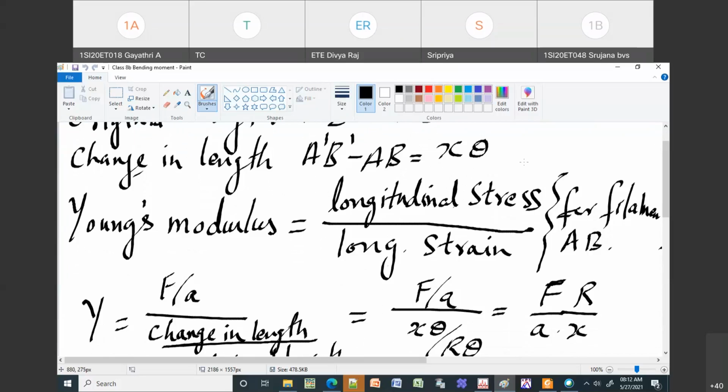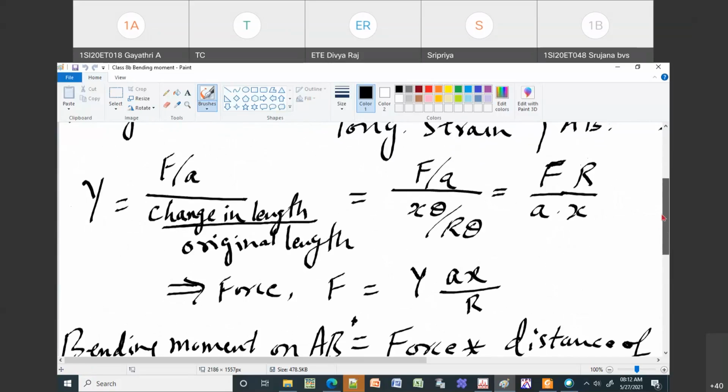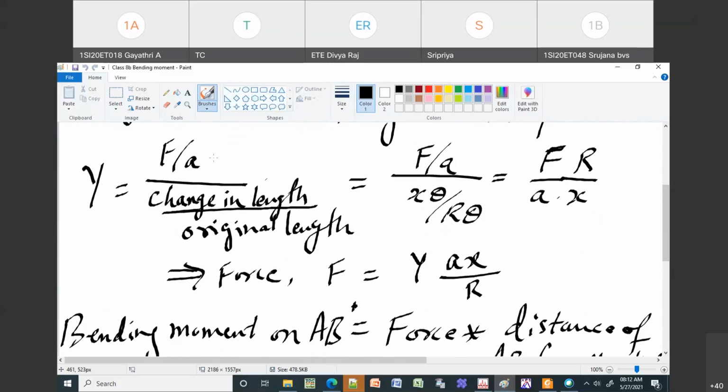Young's modulus, you use the same formula: longitudinal stress by longitudinal strain. Then you further simplify this. Stress is nothing but force per area, and strain is the ratio of change in length to original length.